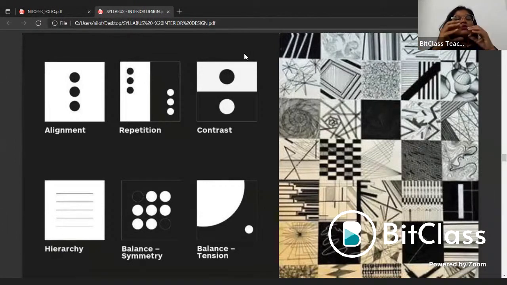For example, contrast can be in the shape or form or anything like that. So it doesn't have to be only color contrast. That is why I tell you, you have to understand each and every term, and you must have knowledge about where you're going to use it, how you're going to use it, which form you're going to use, and also when you're going to use that particular design principle or design element.